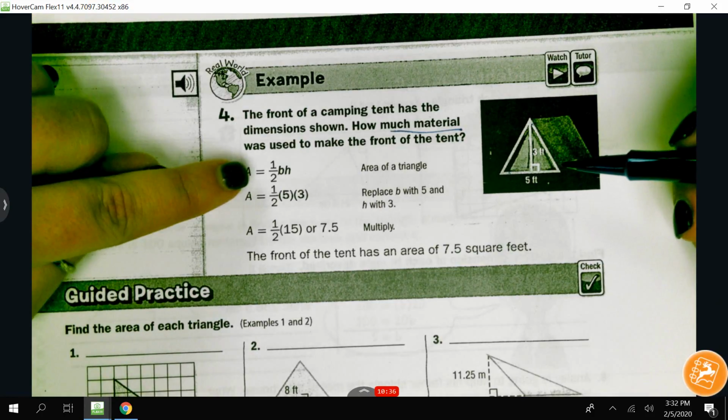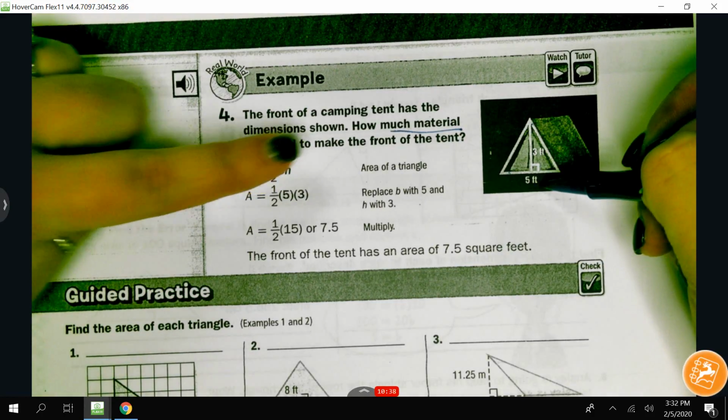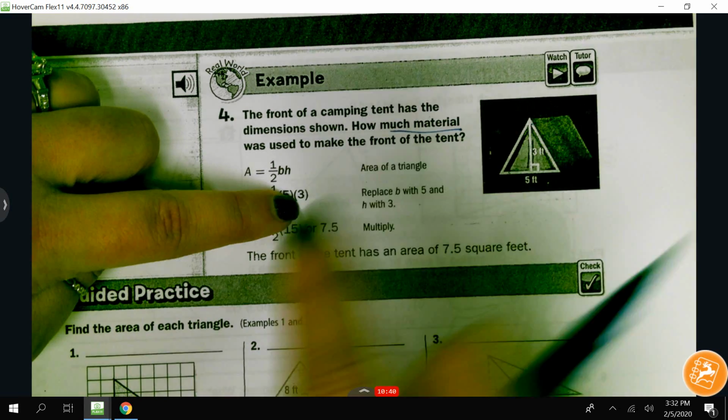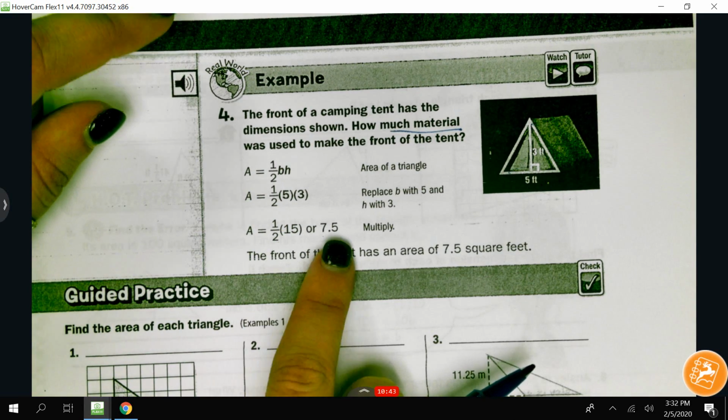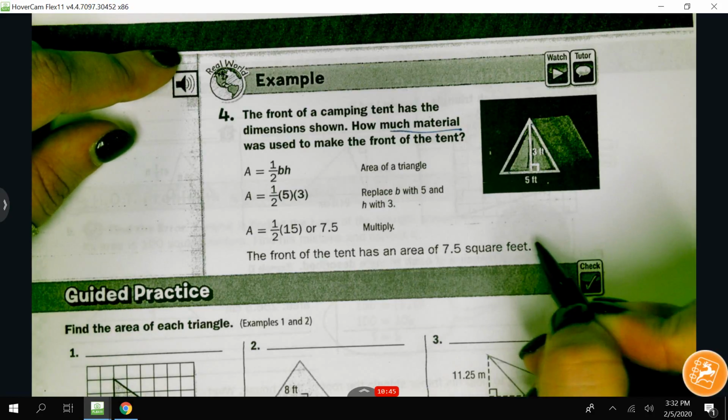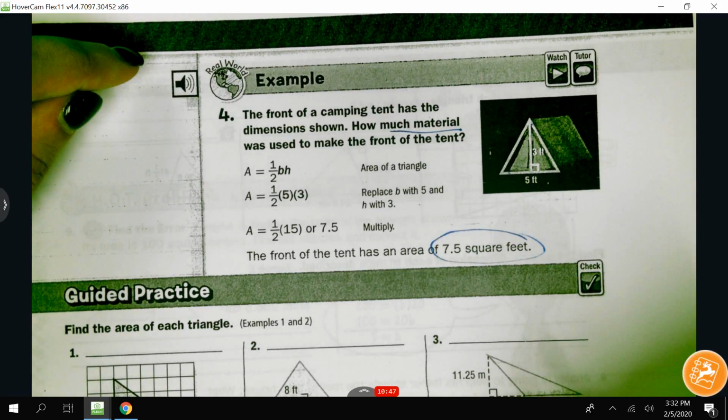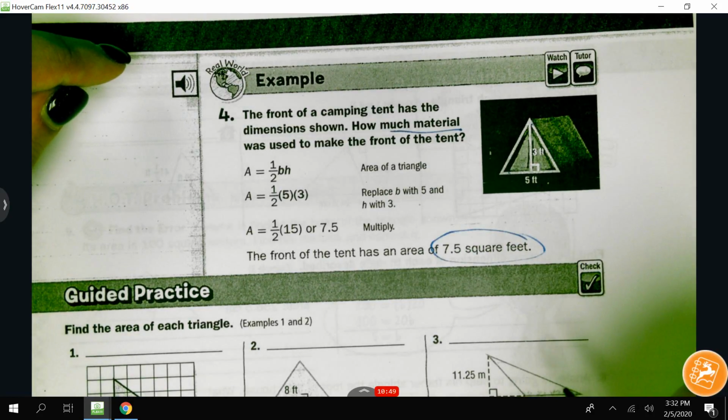So that's why you need the base and the height. So you're multiplying 1/2 base times height. Base is 5, height is 3. 1/2 times 15 is 7.5. So they need 7.5 square feet of material to cover that tent.